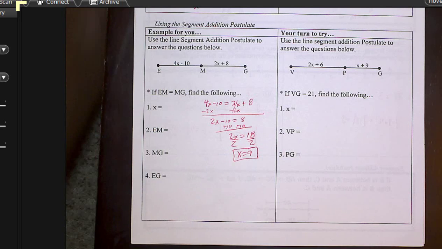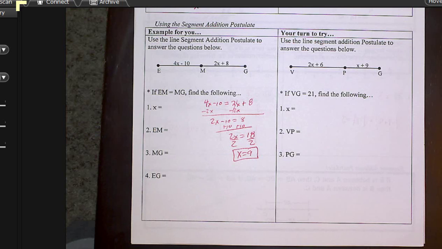Now let's not get in a hurry and think that we're done just because we found x. Let's take a look at the left-hand side here.